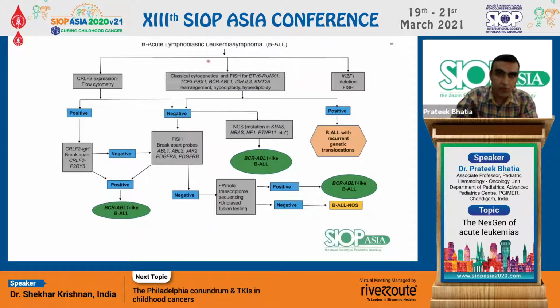The most commonly followed approach is this, which has been highlighted in the earlier talk also. So once you have ruled out the common aneuploidy lesions as well as recurrent translocations, you can do a CRLF2 expression by flow cytometry. And if it's positive, you can do a CRLF2 IGH or break apart probe and do a FISH, finding which translocation is there. If it's negative, you can go on to the second screen of using FISH probes for ABL1, ABL2, JAK2, PDGFR alpha and beta, and then look at these expressions. If they are negative, one can go in for much deeper sequencing or higher sensitivity techniques like RNA-seq.